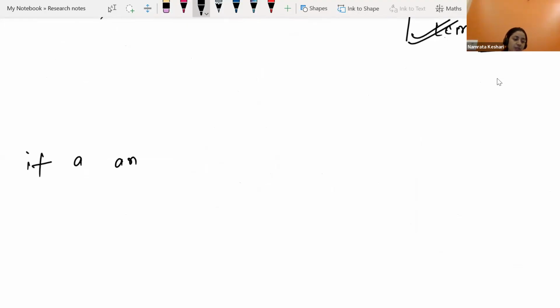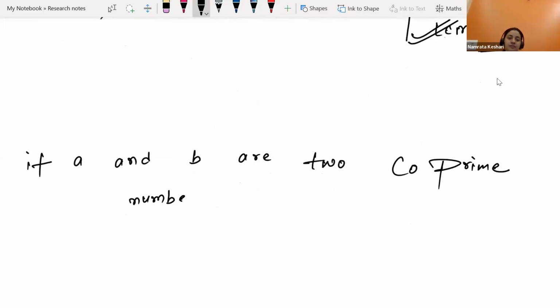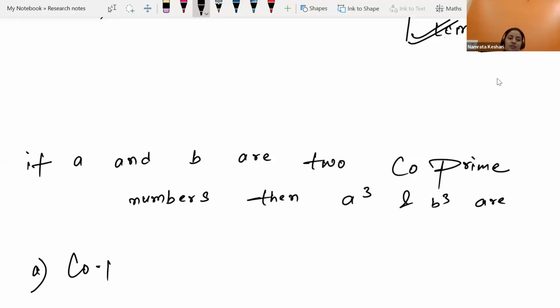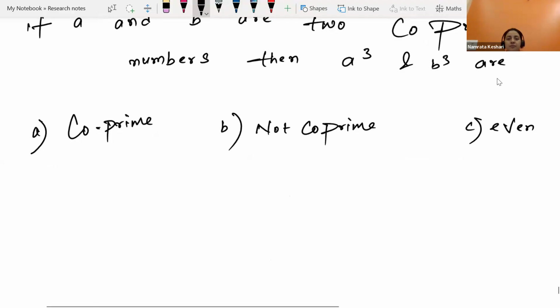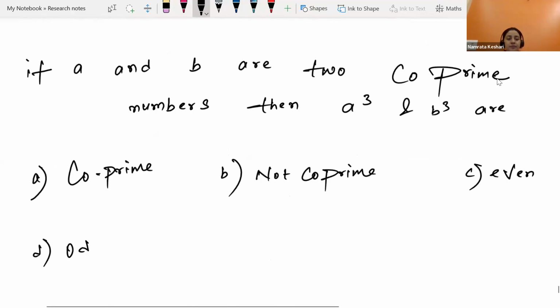If A and B are two co-prime numbers, then A cube and B cube are, options: co-prime, not co-prime. Please check which one is the correct option.